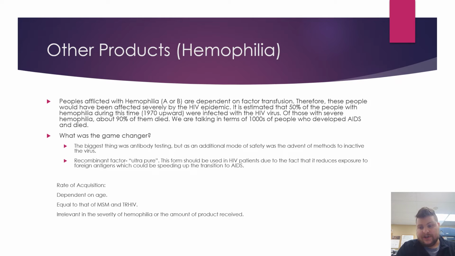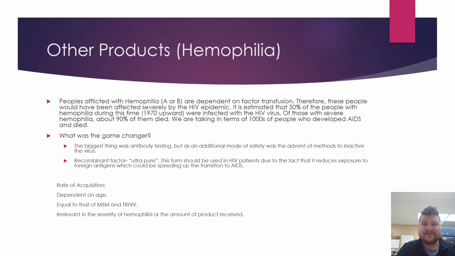Other products, in particular hemophilia. So we're looking at our hemophilia concentrates, recombinant, cryo, all of these things. People afflicted with hemophilia A or B are dependent on factor transfusion. Therefore, these people would have been affected severely by the HIV epidemic.